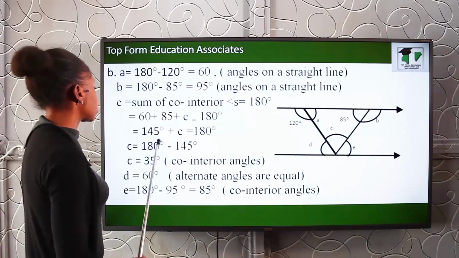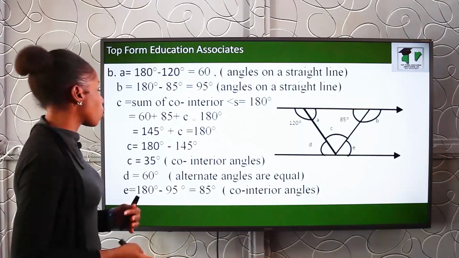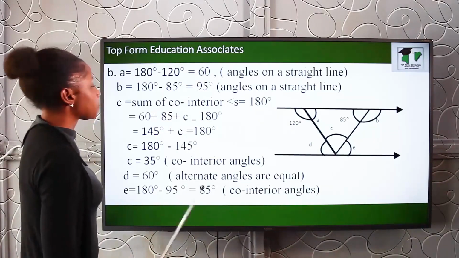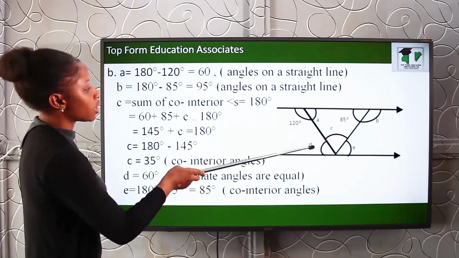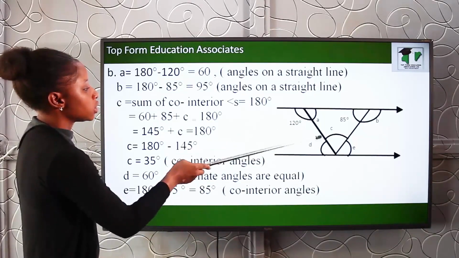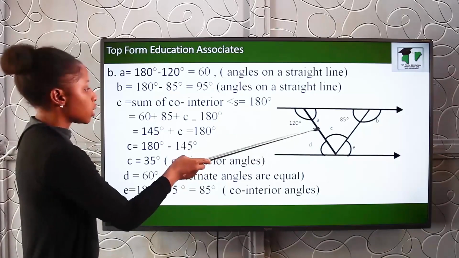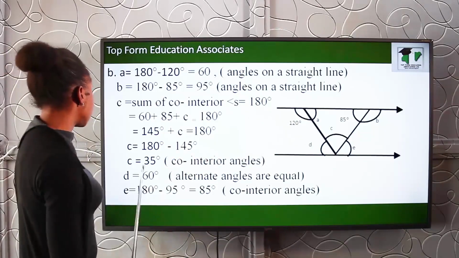So the reason is that co-interior angles are those supplementary angles that make up 180 degrees. Now D is 60 degrees. This is our D. And the reason for that is that alternate angles are equal. These angles, angle A is alternate to angle D. Okay? And they are equal. So that's how we got our 60 here.